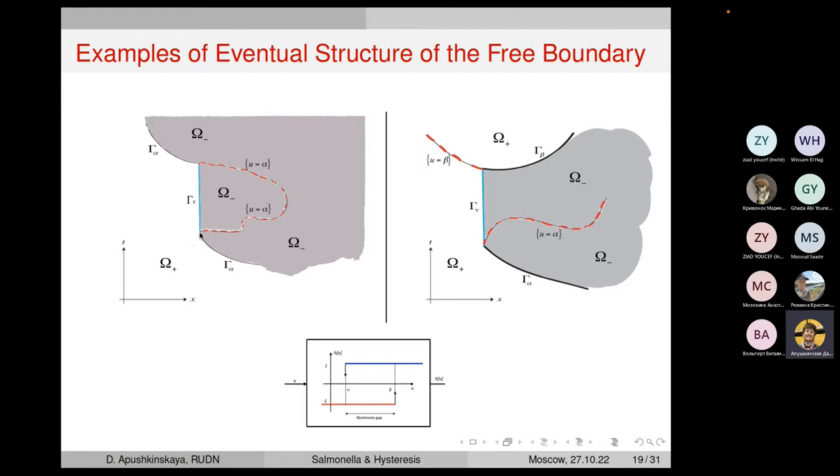I will also show later that for the one space dimensional case, we have some kind of monotonicity of the free boundaries. But in the general case, we try to find some contradictions with the Hopf principle and some elementary things now.